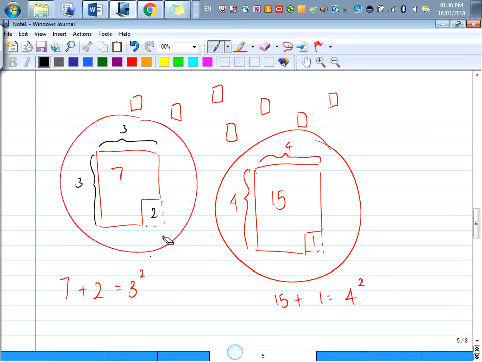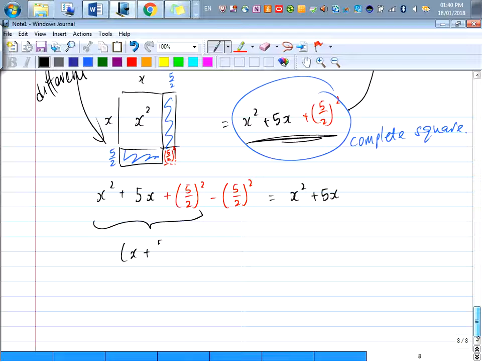5 over 2. Yeah. This is x plus 5 over 2 squared. Right? X squared plus 5x plus 5 over 2 squared. This is actually x plus 5 over 2 squared. We can see it from the dimensions in this square. This is x plus 5 over 2 multiplied by x plus 5 over 2. We square it. We will get x squared plus 5x plus 5 over 2 squared. We transfer it over here. Aren't they the same thing? Same thing, right? So this is my completed square.